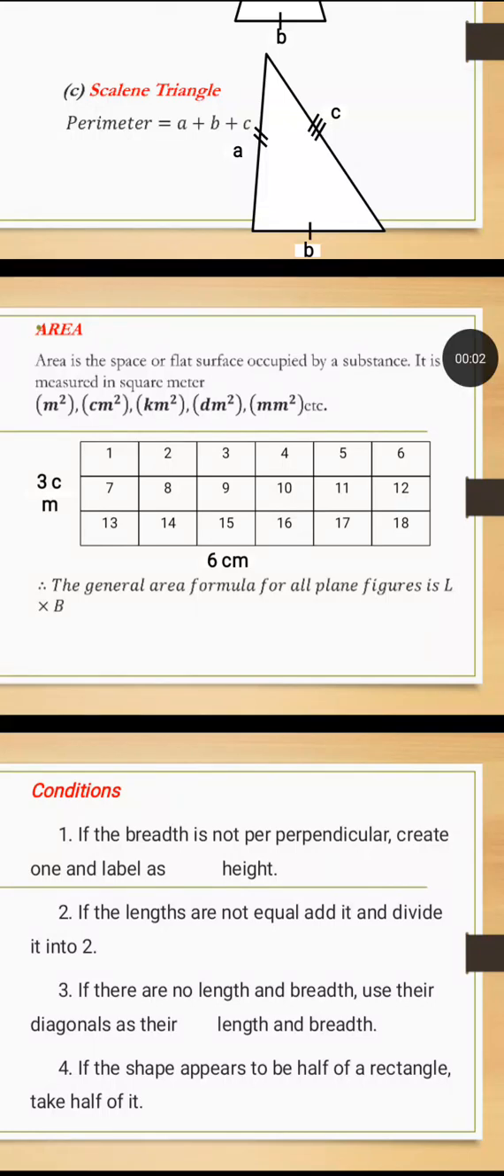Good. Now let's look at the area of plane shapes. Area. When you talk of area, it is a space available. It's a flat surface available, occupied by a substance, right? So where you sit now is an area. The desk, the table you are using is an area. It's a surface, right? So it's a two-dimensional surface covered by a substance.